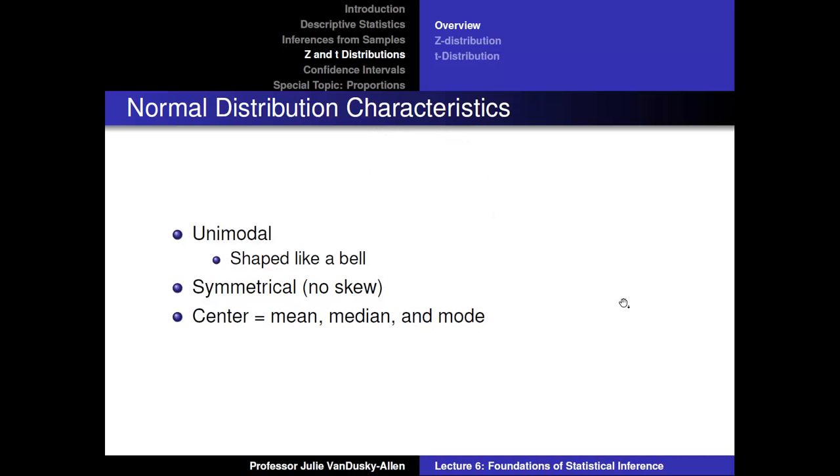Before I move on, I would like to talk a little bit about normal distributions. Normal distributions have one mode, so they're unimodal, and they are shaped like a bell. Normal distributions are symmetrical, meaning that if you fold them in half, each half would have the same exact shape. In other words, they have no skew. In addition, the center of a normal distribution is the mean, median, and mode of the distribution.